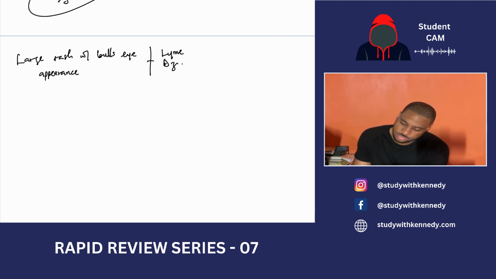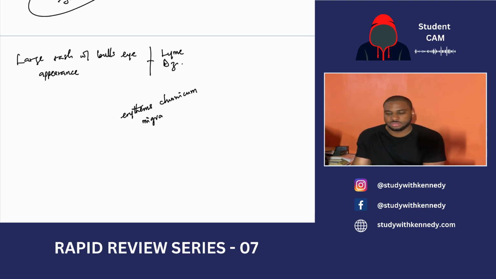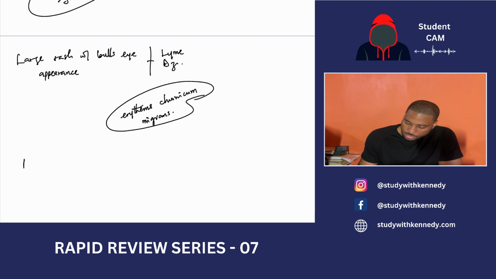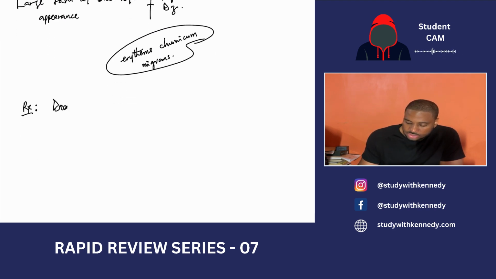Okay. This bull's eye is also described as erythema chronicum migrans, right? Erythema chronicum migrans. Bull's eye rash. How do we treat Lyme disease? We treat with doxycycline. What did we say was the mechanism of action of doxycycline?